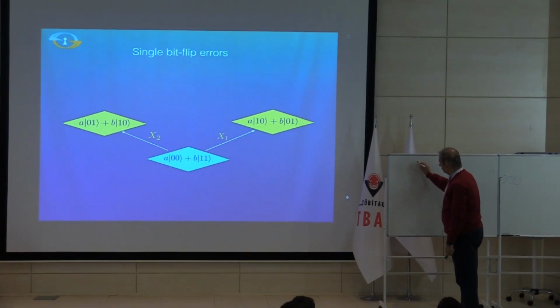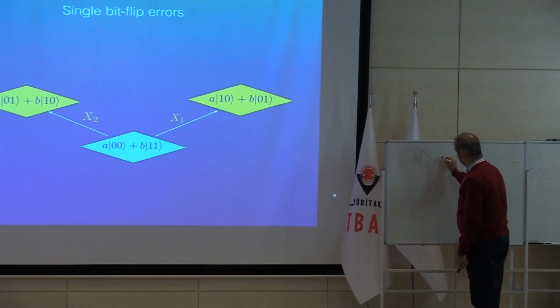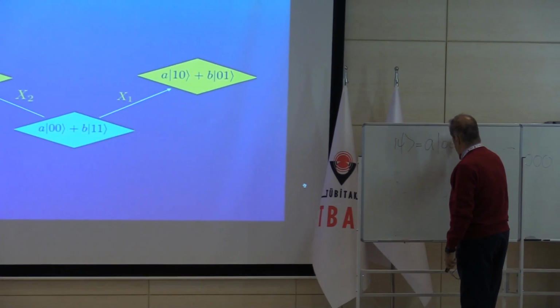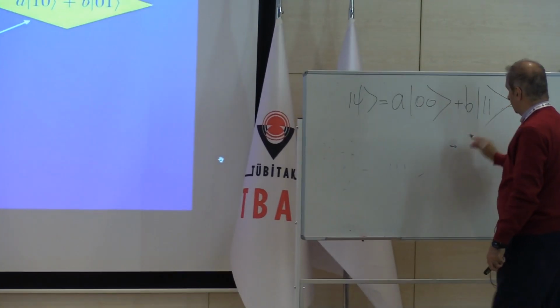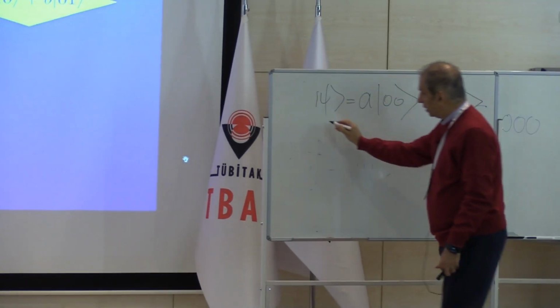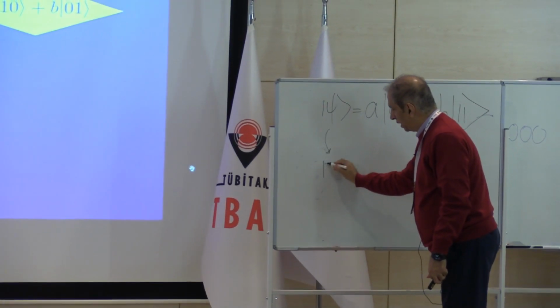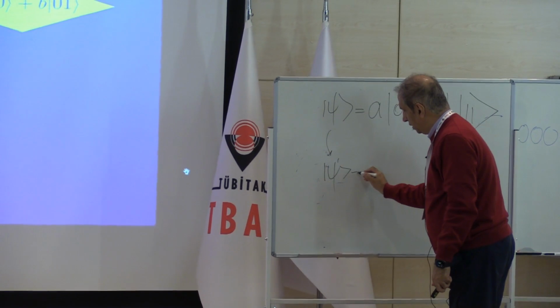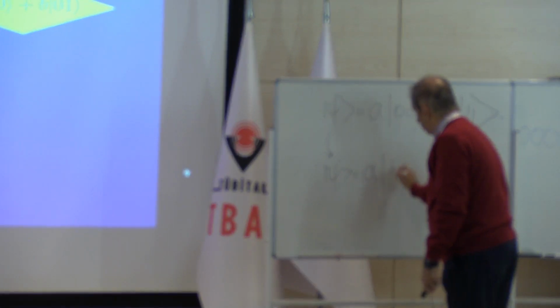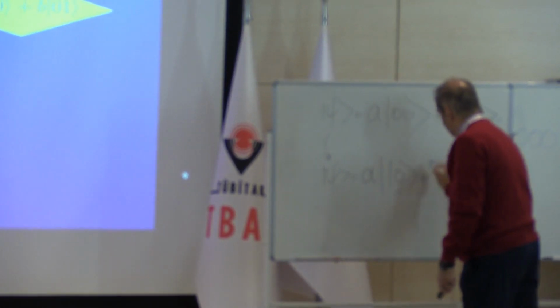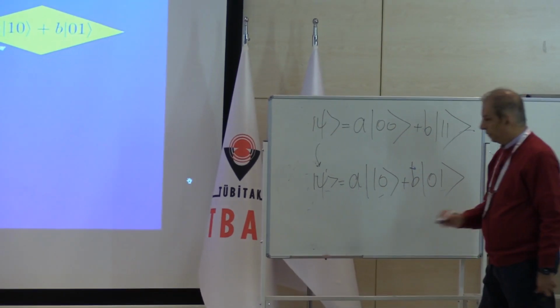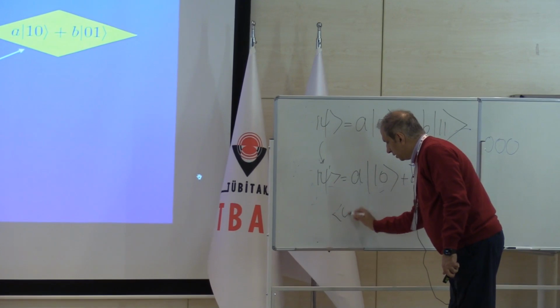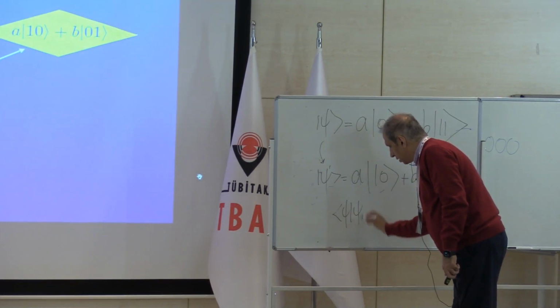The original state is this one, that's B1. Right? It has become this state, psi prime, which is A10 plus B01. Now I calculate the inner product of psi and psi prime.